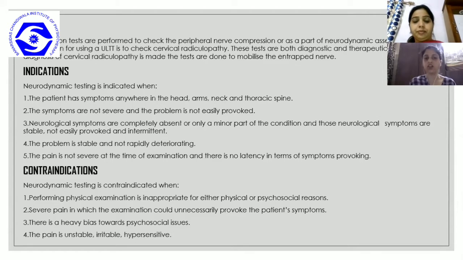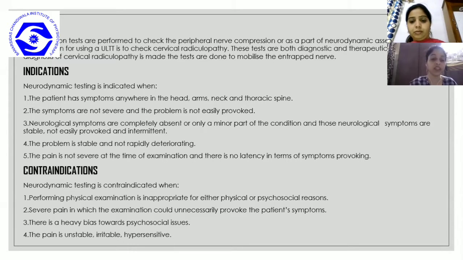You have to look into all this, and then you have to proceed with the testing. Indications and contraindications are very important because the symptoms are the same, but we have to be clear when to do this test and when not to do this test. Severe pain in the examination could unnecessarily provoke the patient's symptoms. Again, if a patient has demyelinating polyneuropathy or some other problem, the symptoms may be provoked. So it is a contraindication.